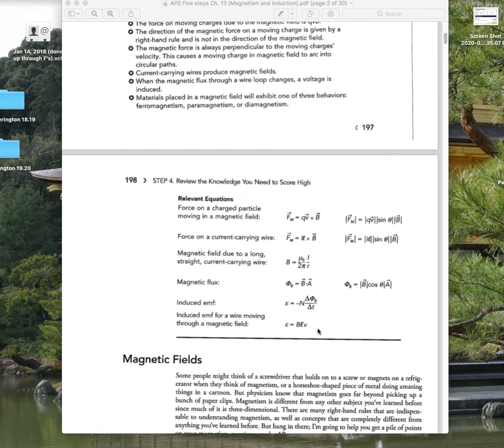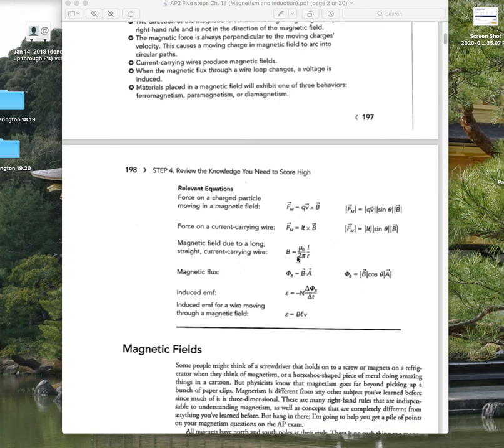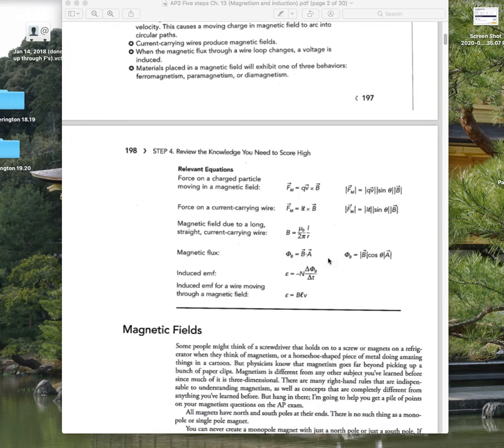So these are the formulas on the AP sheet. Notice that these two are basically the same thing; this one just involves a vector direction. This is a version of Ampere's law. It's the magnetic field strength around a long straight wire. Magnetic flux is BA cos theta. The other way to think of it is the EMF generated. The N is for a solenoid or an inductor where you have a lot of different loops, but basically it's change in flux over change in time.